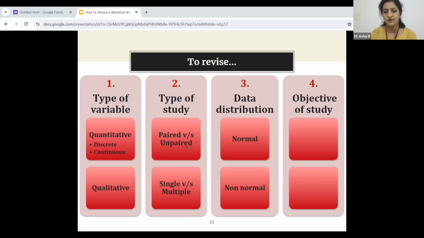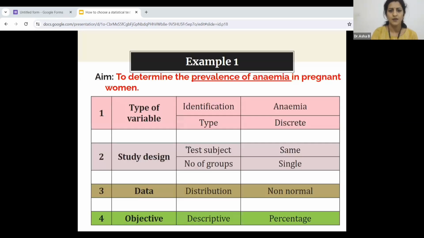The fourth step is the objective of the study, to see whether it is descriptive in nature or whether it is analytical in nature. Let's go with some examples here. So we have an example: to determine the prevalence of anemia in pregnant women. Here, anemia is a variable where I want to see the percentage or prevalence of anemia in pregnant women. So here the variable is anemia, and it is discrete in nature.